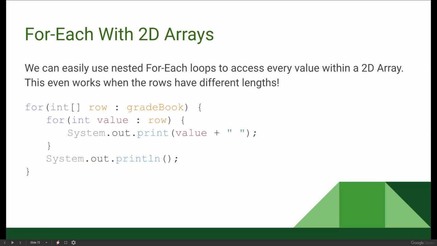And this will even work when the rows have different lengths, which is one benefit of using for eaches here that we can't say the same for with regular for loops, because those are very rigid in how many times they're going to loop across and down. So for each loops totally work with 2D arrays. If you've looked at the code for printing the 2D arrays that has existed in the code you've already looked at, you've probably seen these 2D array nested for each loops.